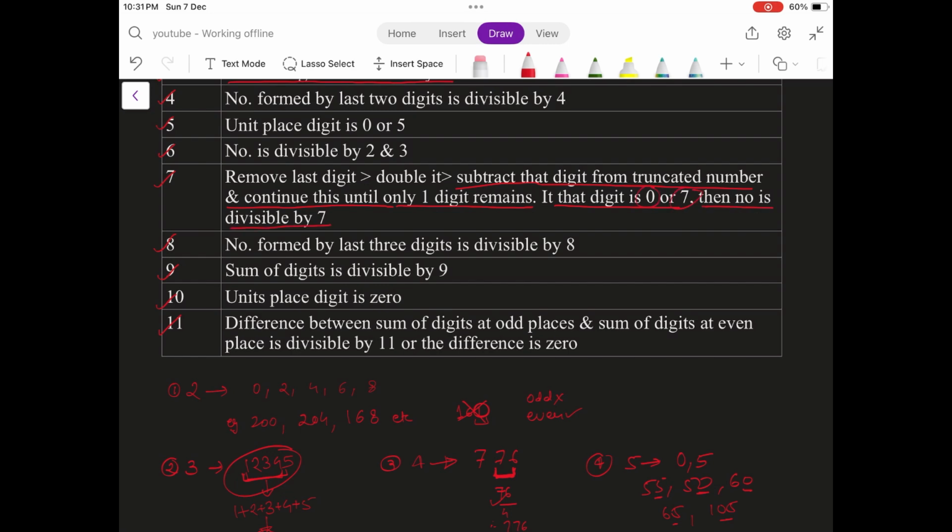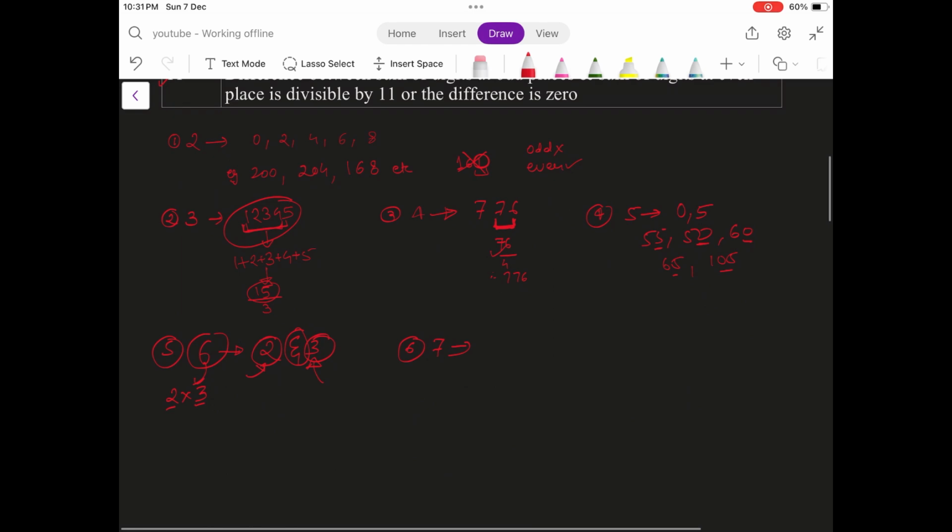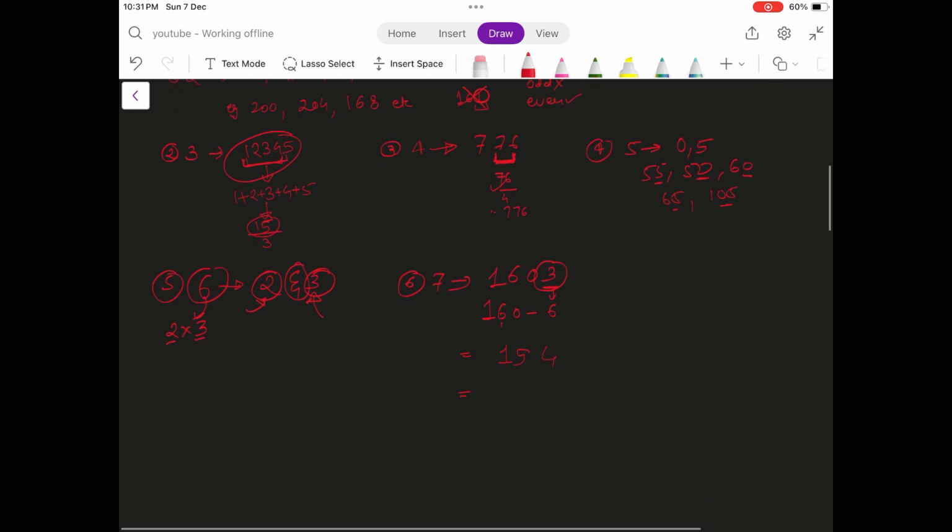So let's take example. Let's say the number is 1603. So what the logic is saying, take the first unit digit 3, double it, that is 6, then subtract it from the remaining number, that is from 160. So it is 154. Now again do the same thing. Take the last digit 4, double it 8, subtract it from remaining number, that is 15. So what remains is 7.